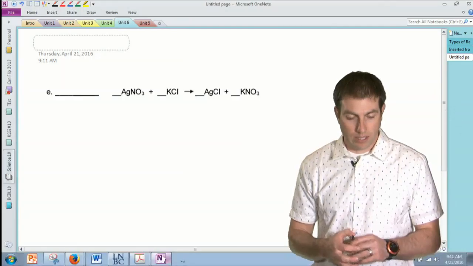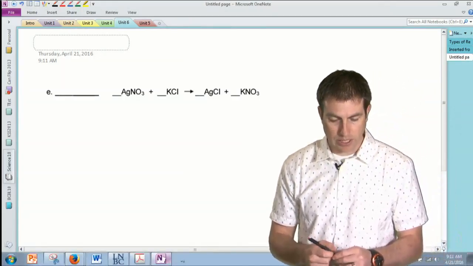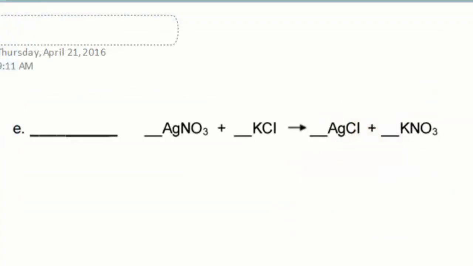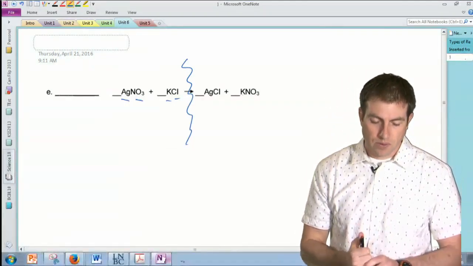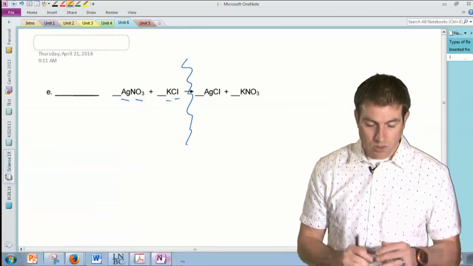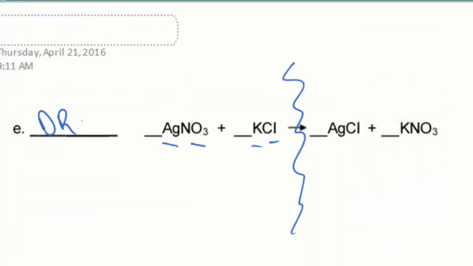So when I look at E, I'm trying to identify the type of reaction taking place, and I notice I have compounds to begin. So remember, we're always kind of looking at either side of the arrow, reactants and products. And then on the reactant side, I have a metal and a polyatomic. I have a metal and a non-metal. So there's nothing special about this one. There's no oxygen gas to begin with. There's no acid or base to deal with. So this is just a double replacement. Double replacement type reactions can get tricky. But let's see if we can't just balance this out right now.